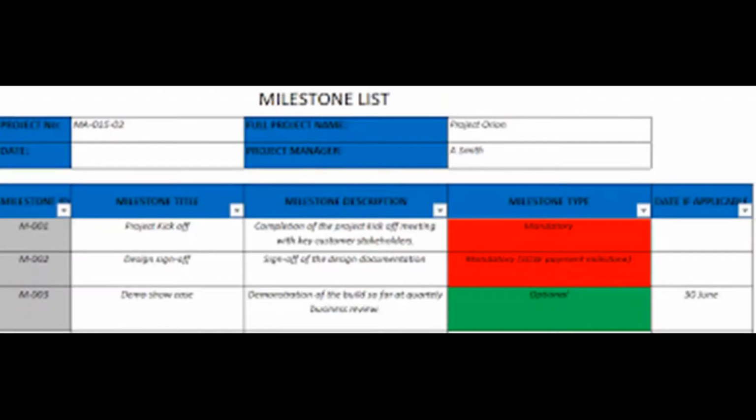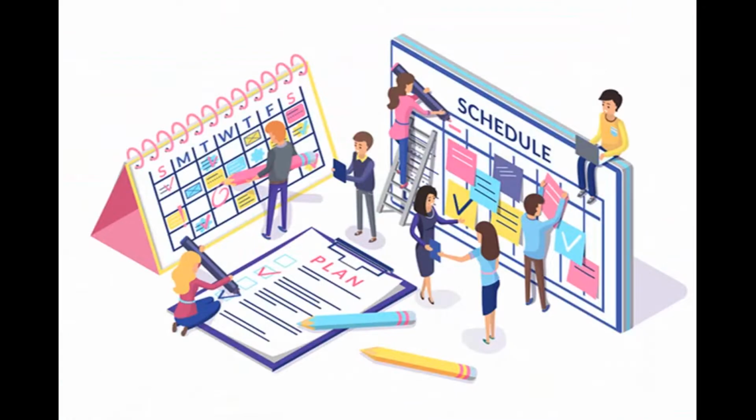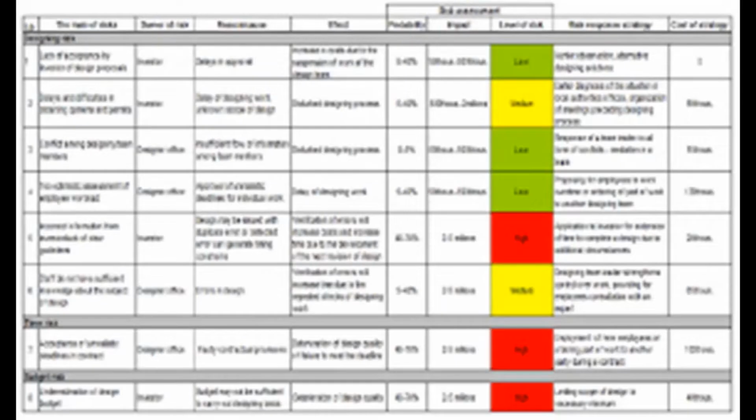The milestone list shows the scheduled dates for specific milestones. Project communications include performance reports, deliverable status, and other information generated by the project. Project schedule. The schedule includes at least the list of work activities, their durations, resources, and planned start and finish dates. The requirements traceability matrix links product requirements to the deliverables that satisfy them and helps to focus on the final outcomes.